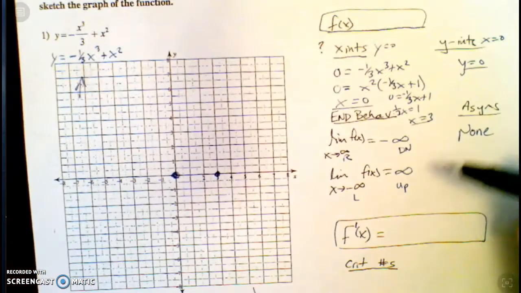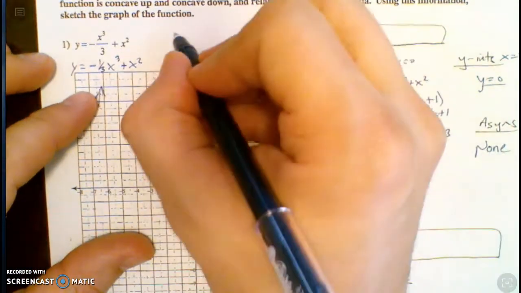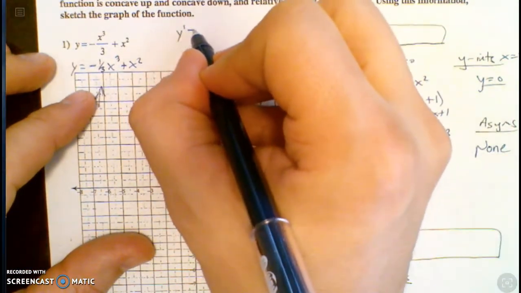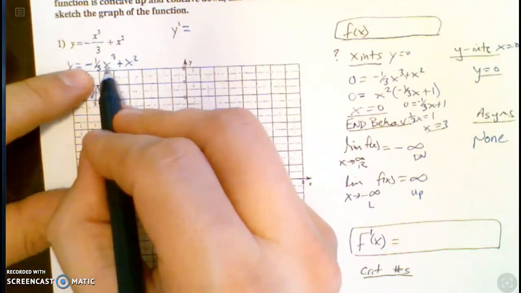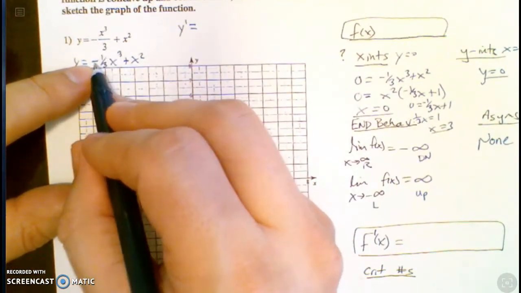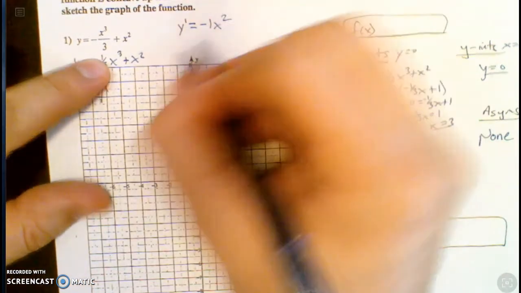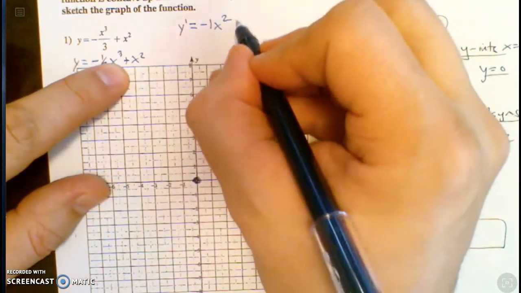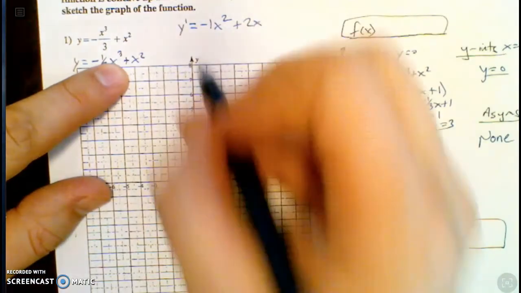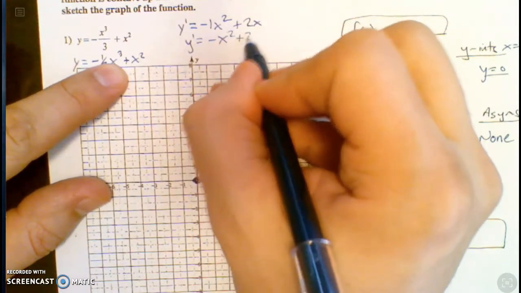So we took care of everything with f of x. Now we want to deal with f prime of x, so I should probably find that, right? The derivative of this: 3 times negative 1/3 is going to be negative 1 x squared, and then this guy is plus 2x. Or a nicer way to write it, negative x squared plus 2x.